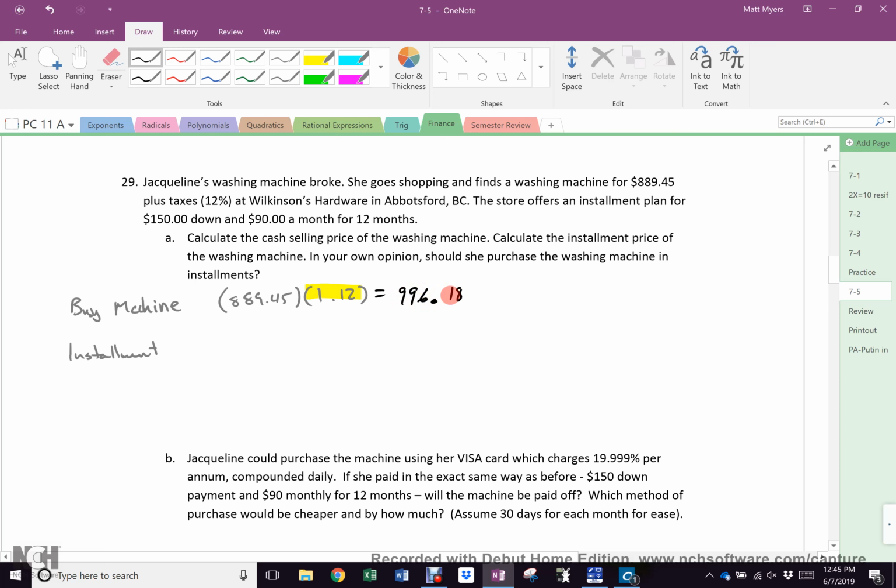Everybody cool? Easy peasy, right? She walks into the store. She walks into Wilkins Hardware. Says, I need a washing machine. They give her a washing machine. She gives them $996.18. She walks out with a washing machine. Everything's cool, right? Does she have $996.18 in her wallet?